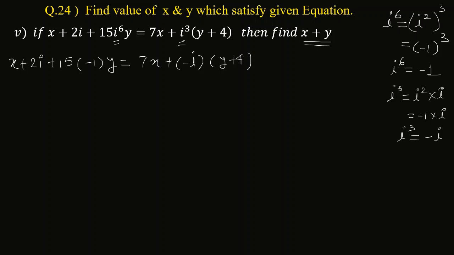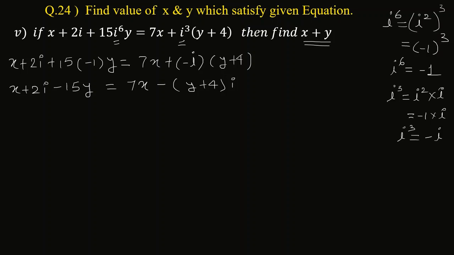The further simplification gives you x plus 2i and 15 ones are 15, which gives you minus 15y, is equal to 7x minus of y plus 4 multiplied by i. तो मैंने i को थोड़ा साइड में लिख दिया, उससे कोई भी प्रॉब्लम नहीं, आप वो पहले भी लिख सकते हैं माइनस के साथ. Moving on further, writing like terms together.